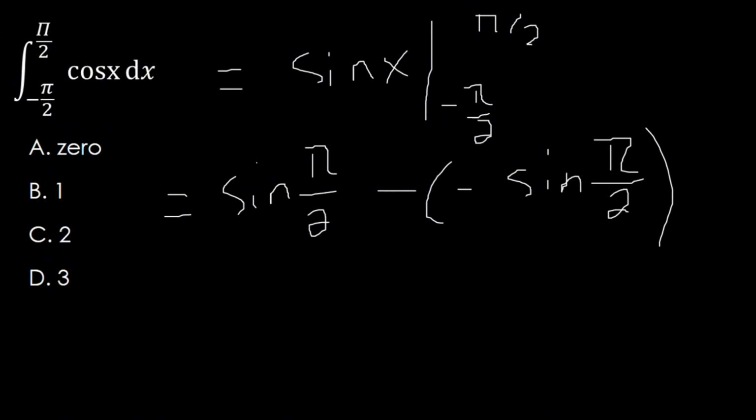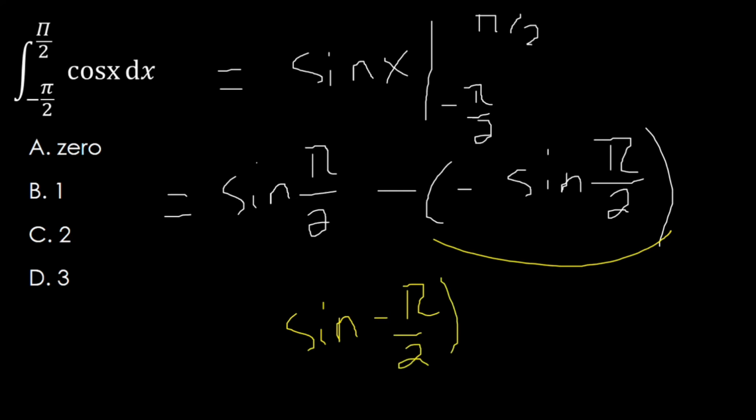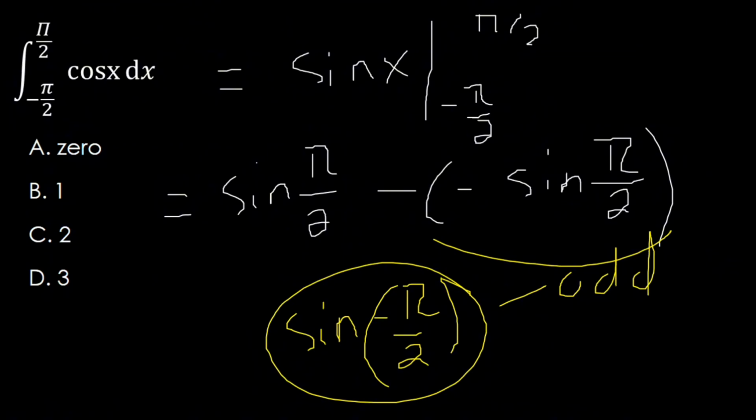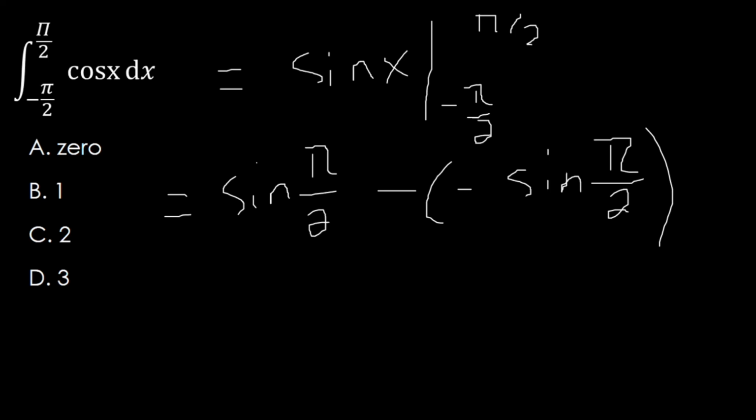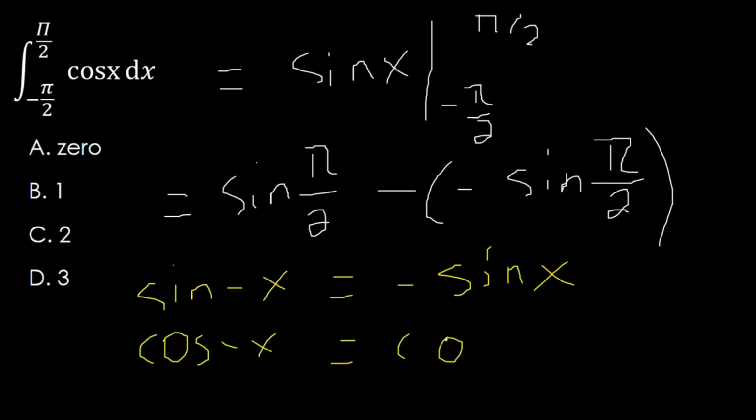I know someone asked me why I am using negative sin pi over 2 although it's sin of negative pi over 2. You know that sin x is an odd function. Therefore, for an odd function like sin x, if you have sin of negative x, that will be equal to negative sin x. But cos is an even function. In case it was cos, if you have cos of negative x, that will be equal to cos x. Take this into consideration, it is a key concept.